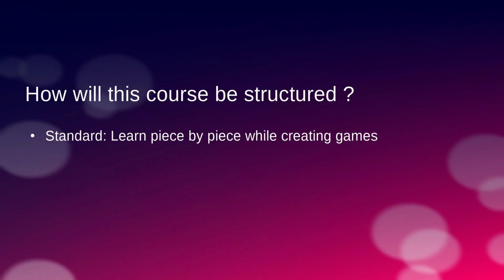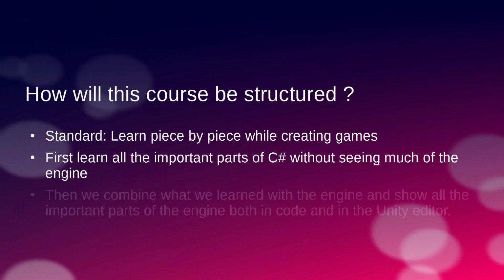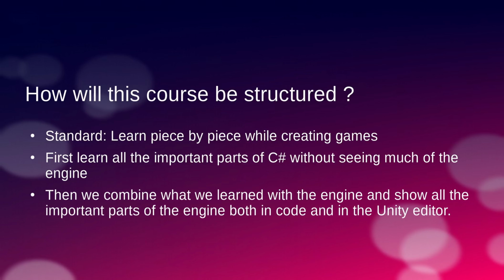How I'm going to do it is first you're going to learn all the important parts of C# without seeing much of the engine actually. Like I said, in the first course we're going to focus on C# only and only touch on a bit of the engine, but not much actually. After you've learned enough C# to start with serious C# programming, we're going to focus on the engine. And after that, we try to combine all the important parts of the engine and the code, both in code and in the Unity editor.